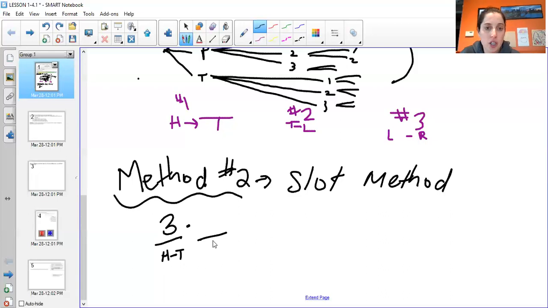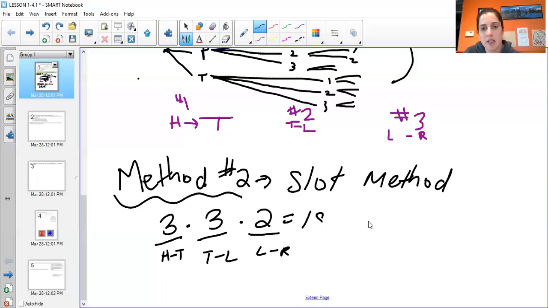Okay, stage 2. Next, I go from Toronto to London. I could have taken flight 1, 2, or 3. Then the last stage is London to Rome. I could have taken those 2 flights. And if we multiply them, 3 times 3 times 2, we also get 18 ways. So clearly we like the slot method better. It's way less drawing, that's for sure.